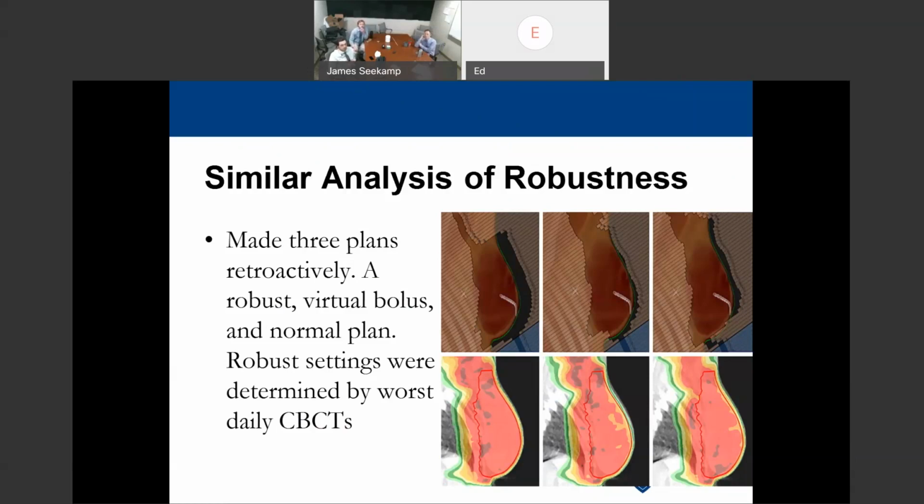One where they didn't push for flash at all, one where they were doing the virtual bolus, and one where they were doing the robust optimization. So this first picture here on the left is the robust optimization. You can see it's giving fairly adequate flash. The second one here is when they did not optimize for flash at all. They just told it to hit the target and optimize that. And then this third one is using the fake bolus technique.